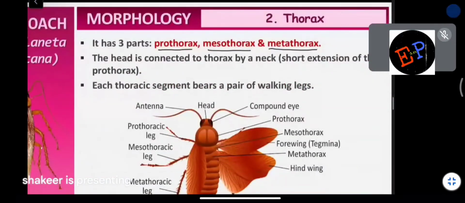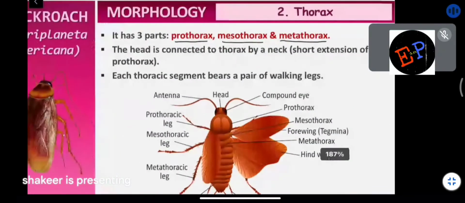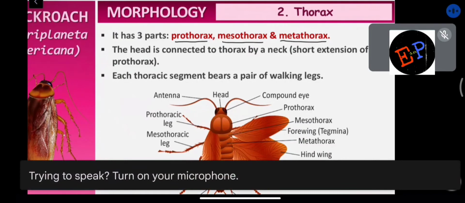Okay, so next coming to the thorax cavity. The thorax is again divided into three parts. One is prothorax, second is mesothorax, and the third is called metathorax. So prothorax is the region to which the head is connected, to the prothorax the mesothorax is connected, and to the mesothorax, the final thorax, called metathorax, is connected. Are you able to understand? So this prothorax gives a very small region which is also called the neck, and to this neck-like structure the head of this cockroach will be attached.